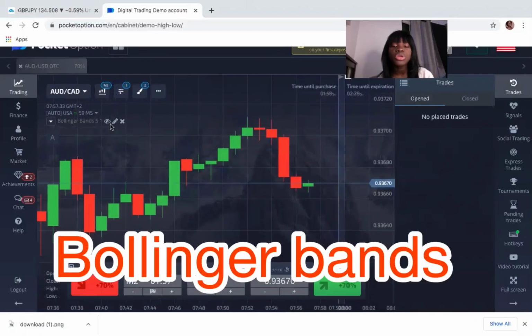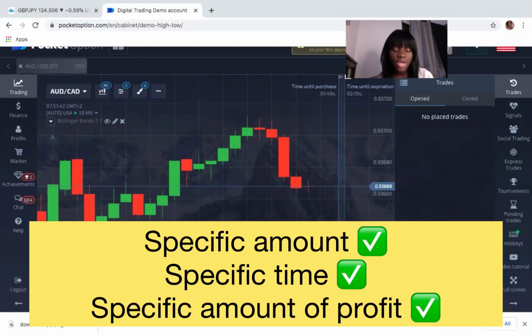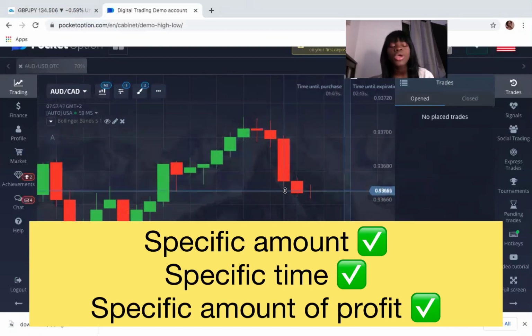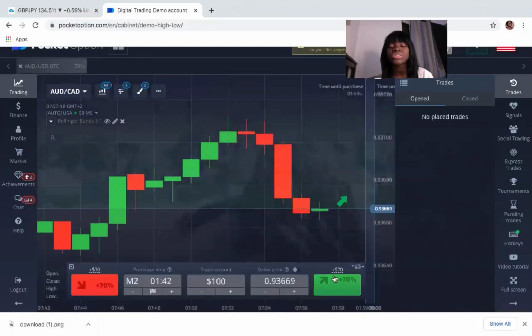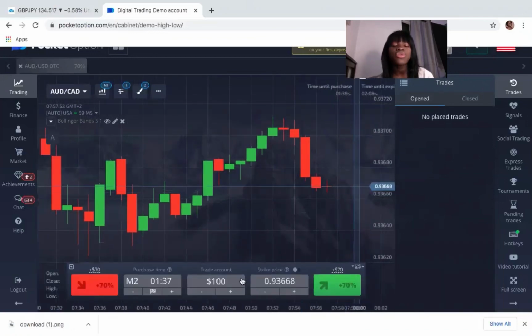I use the Bollinger Band, and I'm going to show you exactly how helpful that can be with trading binary options. So you go inside of the trade with a specific amount at a specific time and get out with a specific amount of money. There are these payouts. This pair is paying out 70%, and that means if we go inside of the trade with $100, we're going to get out with $170.